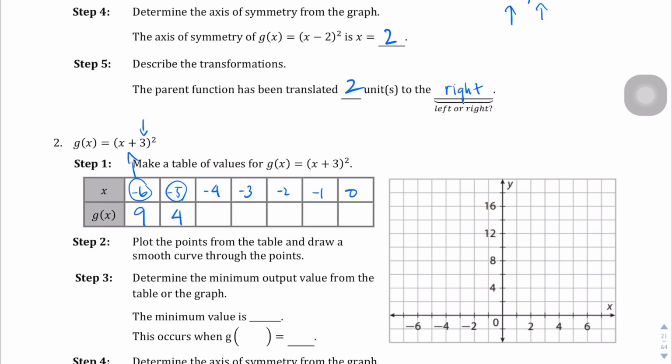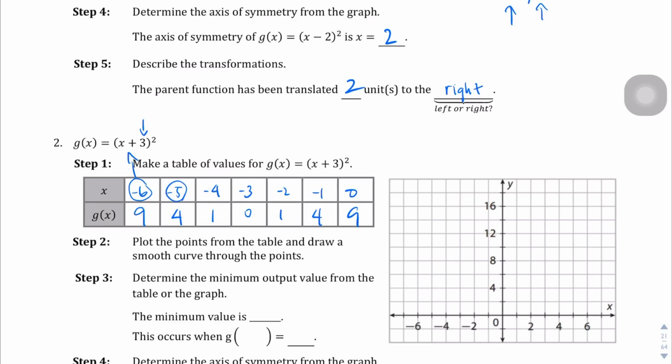Negative 4 plus 3 is negative 1. Negative 1 squared is 1. And then negative 3 plus 3 is 0. 0 squared is 0. And then again, it's symmetrical. There we go. My plan is working out here.